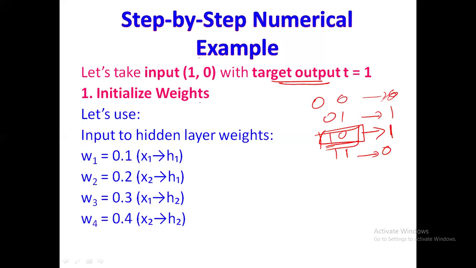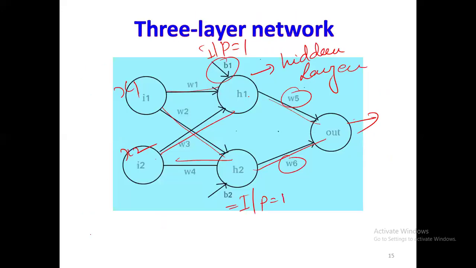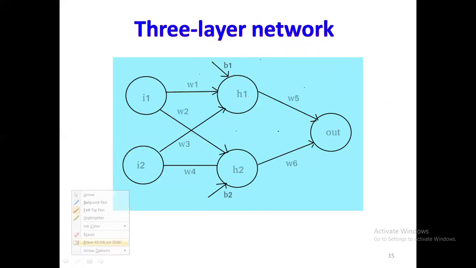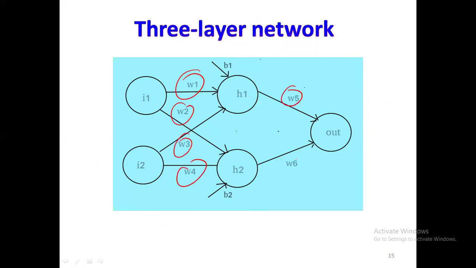In this case, the first step is we have to initialize the weights. For the input to hidden layers, we are using w1 and w2 from x1, w3 and w4 from x2, and from h1 and h2 to the output, w5 and w6. This we should remember.